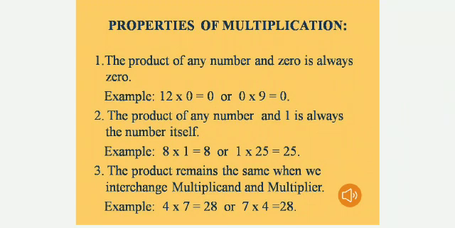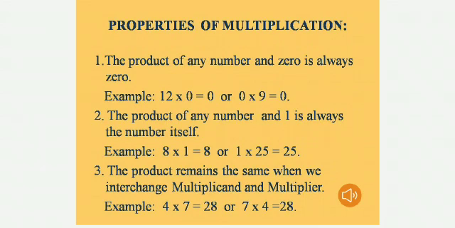After learning the terminologies used in multiplication, let us highlight the properties of multiplication. Here I have written three important properties we have to remember while multiplying. The first point, the product of any number and 0 is always 0. That is, when I multiply any number with 0, the result will be 0. Example, 12 into 0 is equal to 0, or 0 into 9 is equal to 0. When you multiply any number with 0, or you multiply 0 with any number, we will get 0.